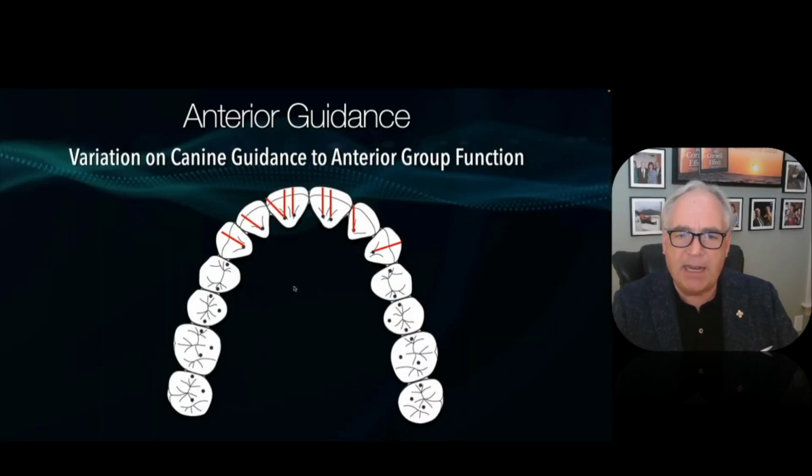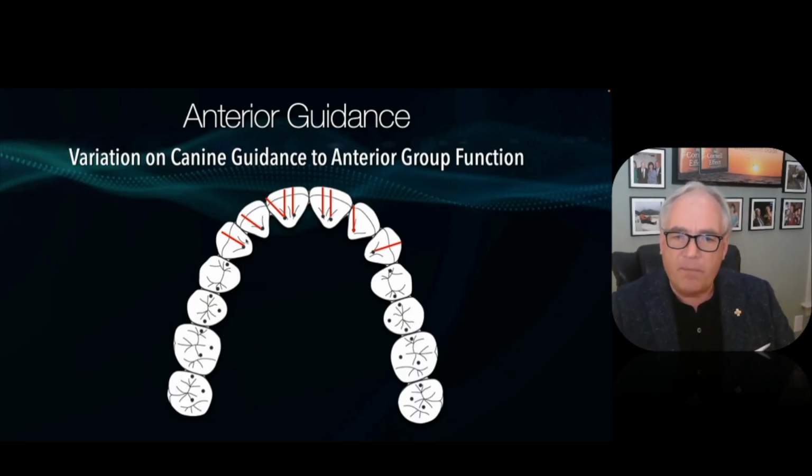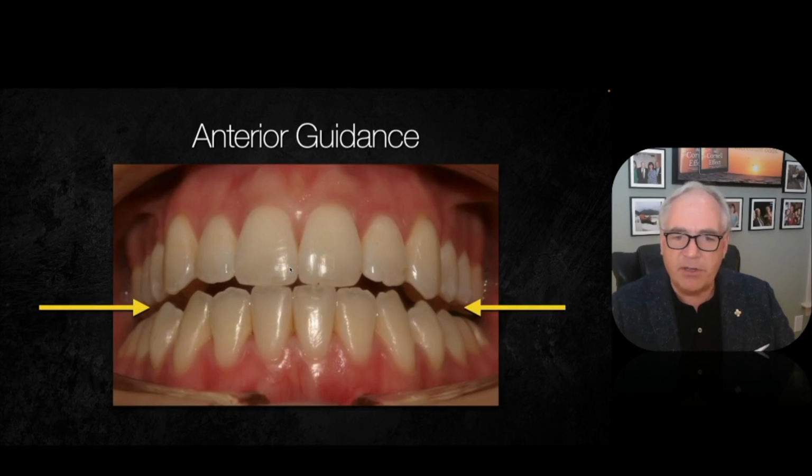A variation on canine guidance is having the guidance off the canine, the lateral, and the central. And this is a great thing to do if you can do it. If you've got a little bit of a weak canine or a tooth that's got a big post in it that you're worried about, if you can do this, this is great because you're still going to have muscle activity and all that. Most of the time, and we'll talk about this later with group function, you're probably going to involve some posterior teeth rather than anterior teeth. And we'll talk about the problems with that, but the reality of having to do that and when and why we would do that.